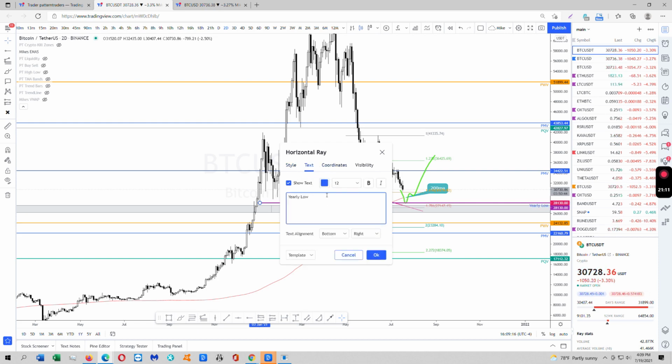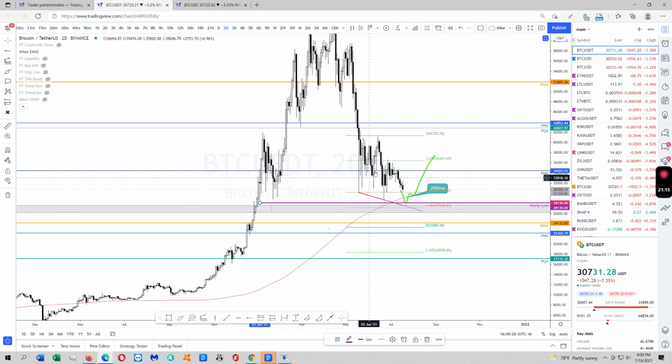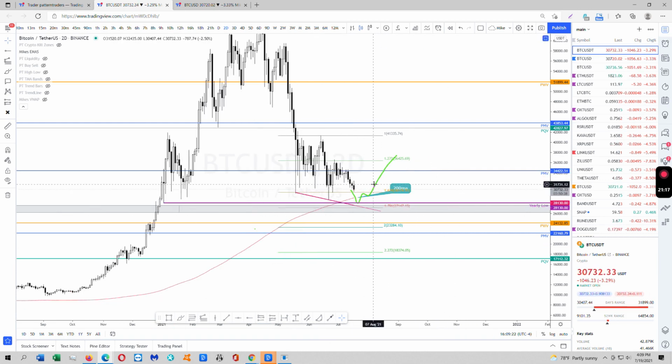Yearly low. Purple. Alright, so that's what I'm expecting, guys. Something along the lines of this, if it happens. And then from here, come back down even more. I don't think this is gonna be the low of all-time high low. I don't see that. I think we're doomed.